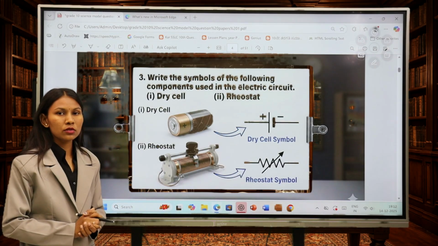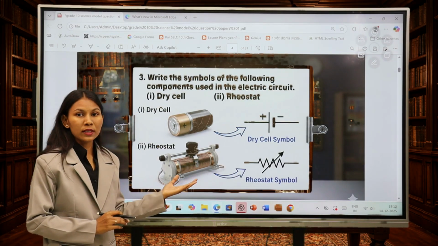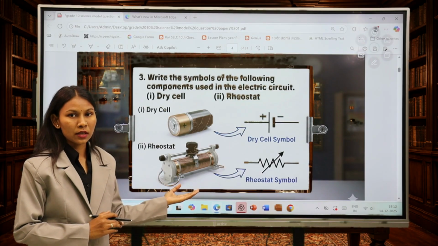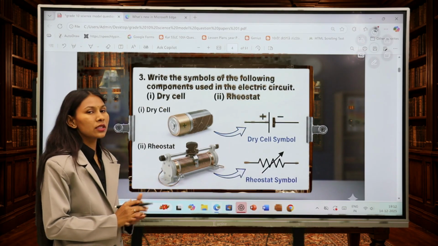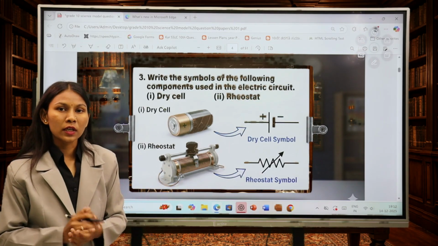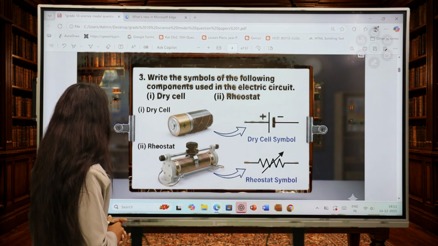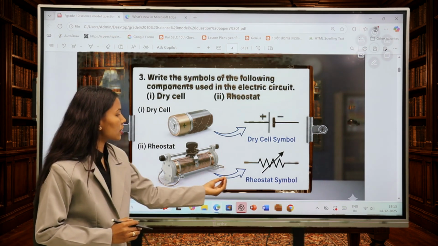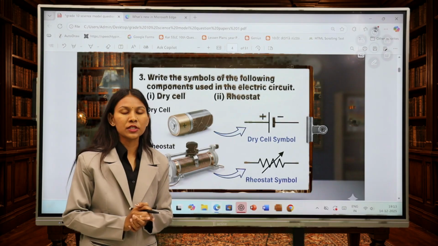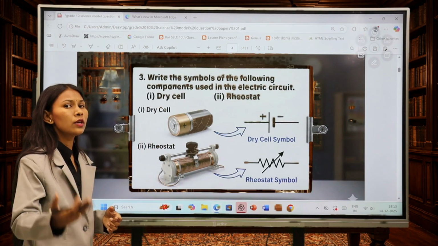The rheostat is used to adjust the resistance in the circuit. This particular rheostat is made up of nichrome wire. Again, the symbolic representation will be like this. Got it, children? Yes. Let's go to the next.